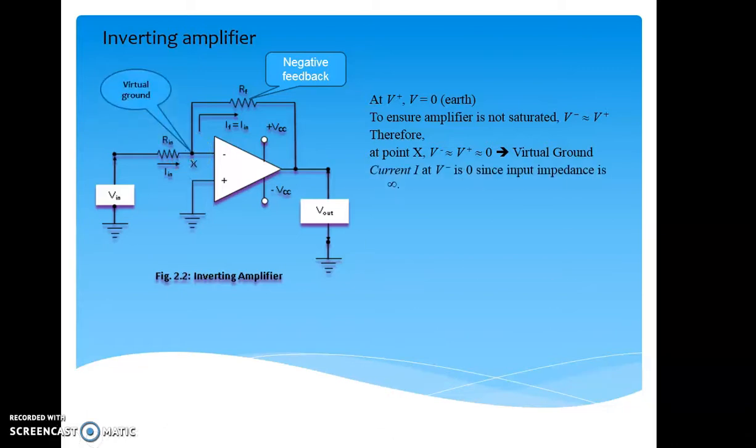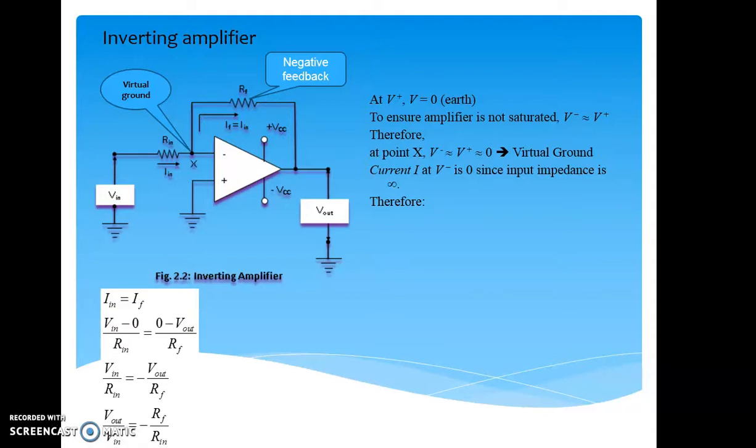Now the current flowing through the input resistor, because of the applied input voltage, is the input current. As you know, the input impedance of the operational amplifier is infinite, so no current flows through the inverting input terminal. So all the current will pass through the feedback resistor. This is one of the important properties of the operational amplifier, and therefore we can write that the input current I is the same as the feedback current.